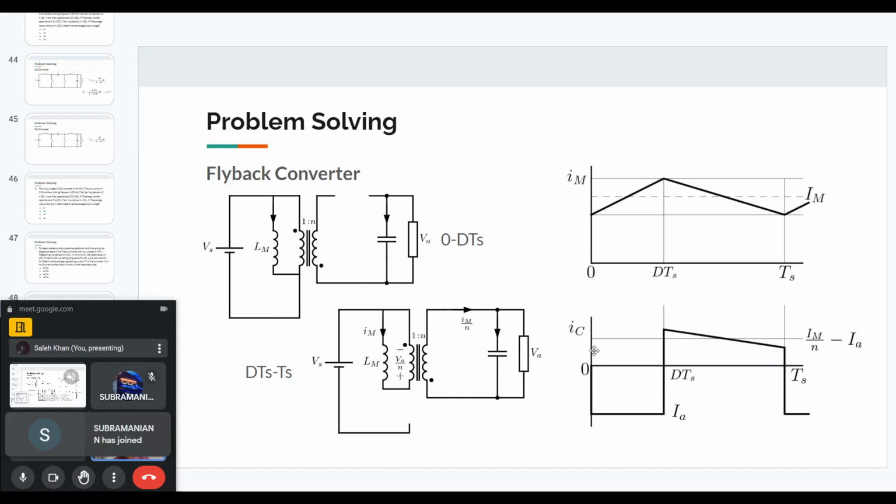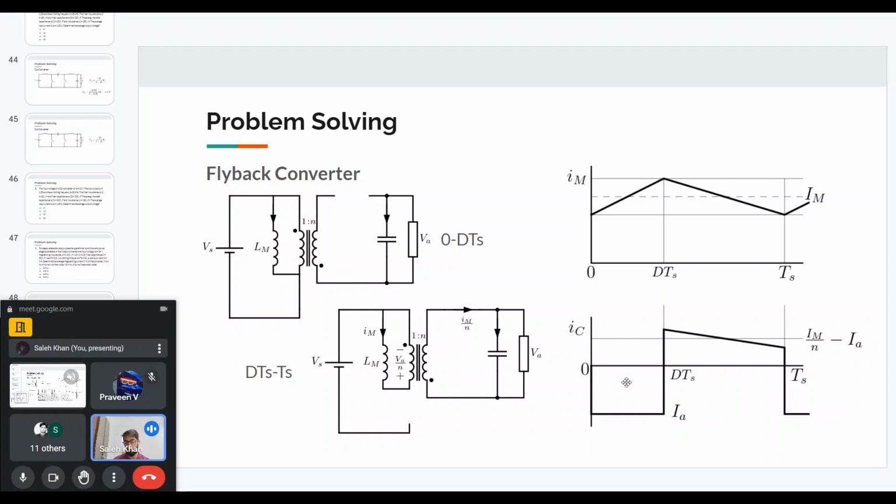And in this case, the current through the output capacitor will be Im divided by N minus the output current. And we are assuming that the magnetizing ripple is small, or it is linear, so that we can just write it as the average value of the magnetizing current divided by N minus the output current. So here now, based on both of these intervals, we have how the capacitor current looks like in both of these intervals.